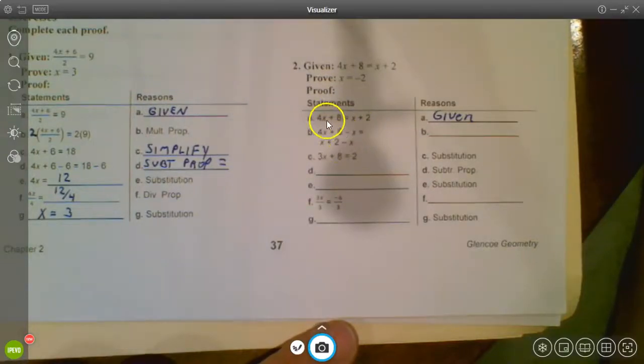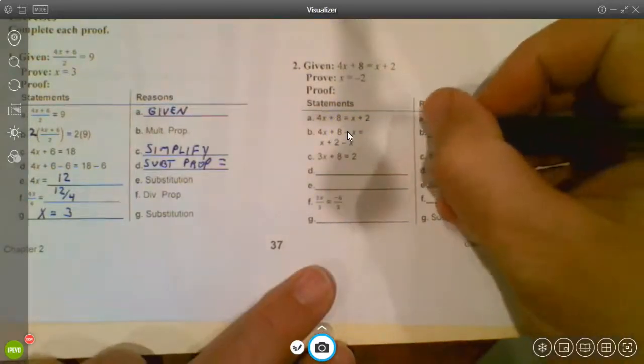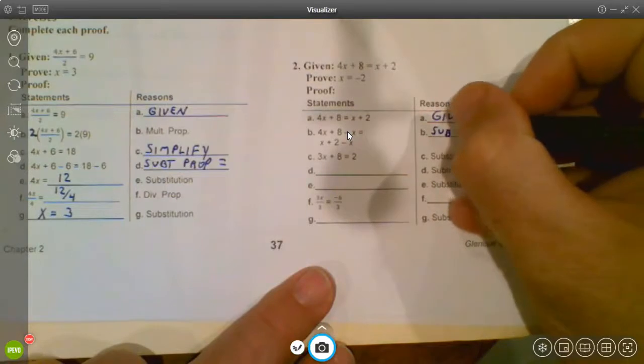So you can see, here's what they started with, here's what they got next. They are subtracting x from both sides of the equation, right? So they're trying to get their x's onto the same side by subtracting x from both sides of the equation. So because they are doing that, that would simply be our subtraction property of equality.